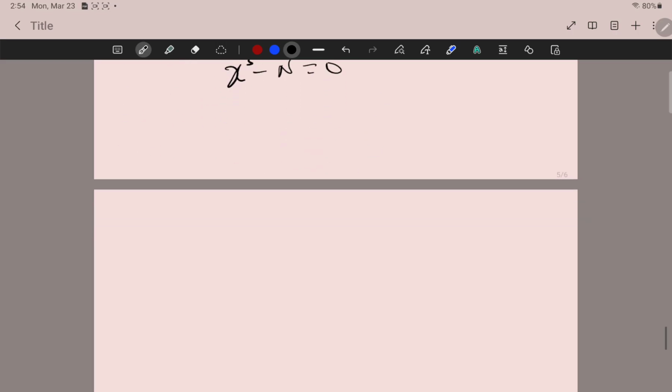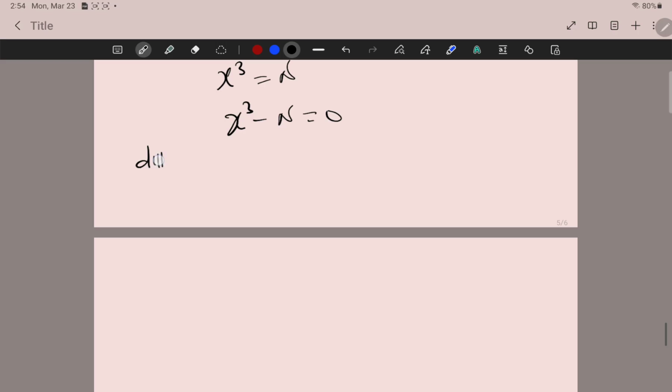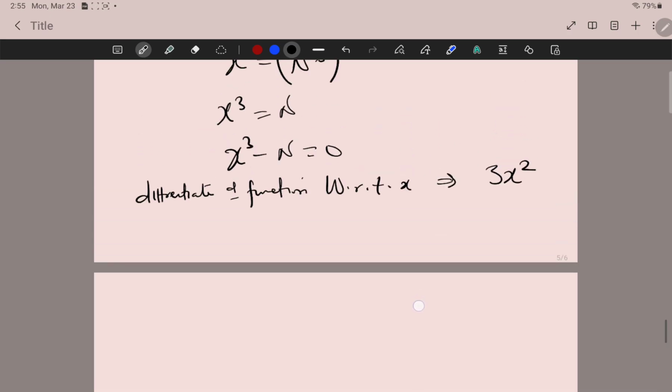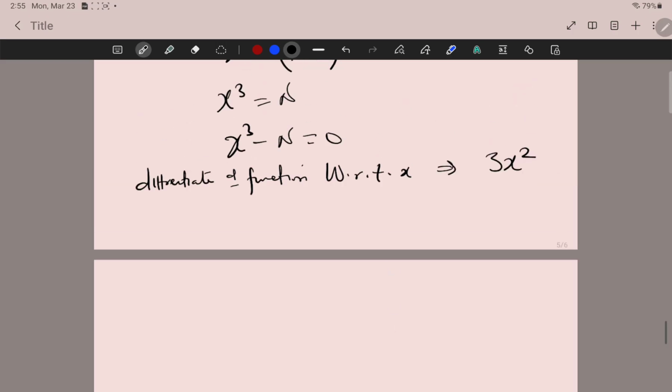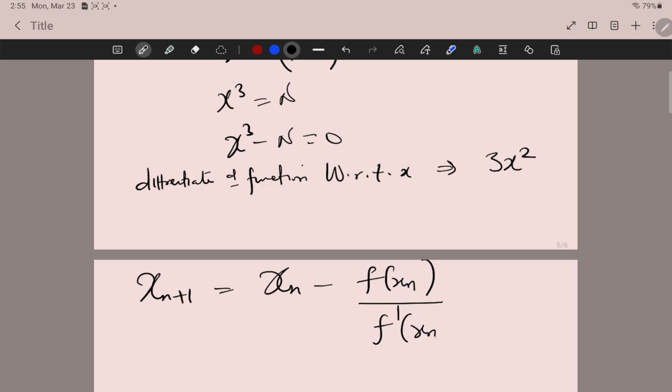So let's differentiate this function with respect to x. That's 3x squared. Remember the Newton-Raphson formula: x_{n+1} equals x_n minus f of x_n all over f prime of x_n, right?